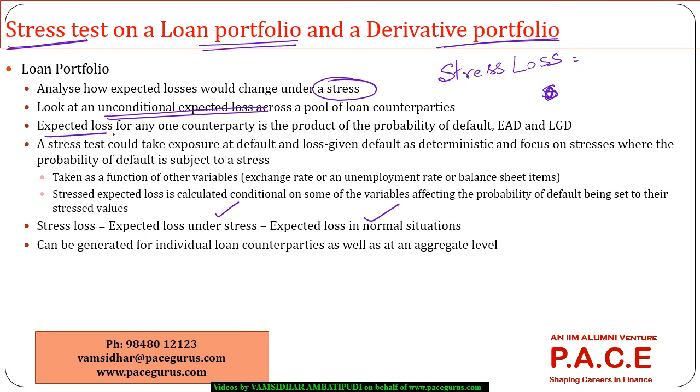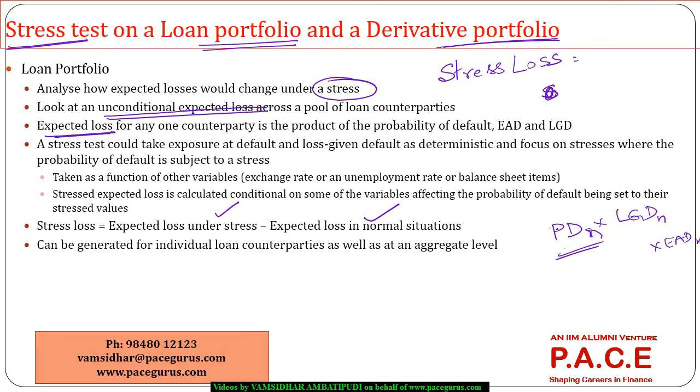So we know normal expected loss is nothing but, for each of the counterparties, I take the probability of default of that particular counterparty, the loss given default of that counterparty, and I also multiply it with the exposure at default of that counterparty.